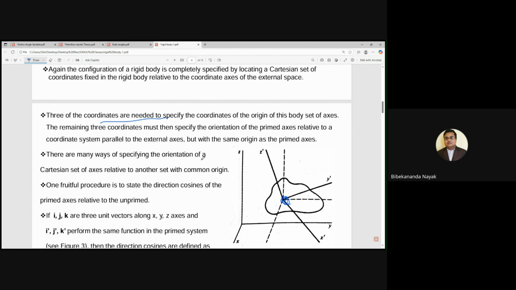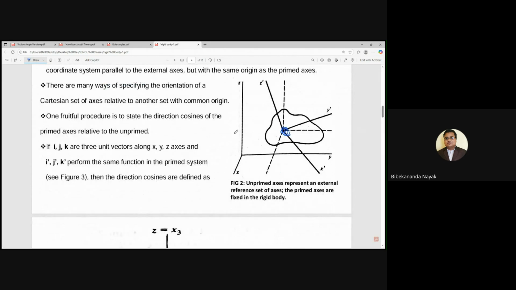Let's say the body set of axes is the primed system, and the space set of outside axes x, y, z is the unprimed system, where an observer is present. So we have to see the rotation of this body, 3 parameters. For knowing the rotation, we have to fix the origin. Let's say we set a coordinate axis with z, x, y like this. Y is parallel to this, Z is parallel to our space axis, X is parallel to the axis. Then only we can measure the angle of rotation.